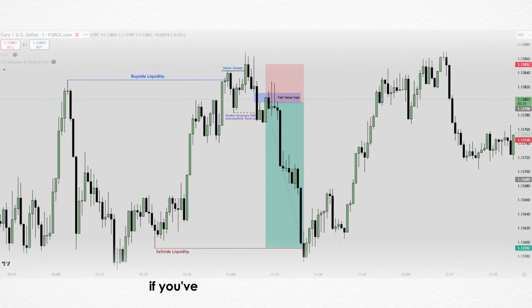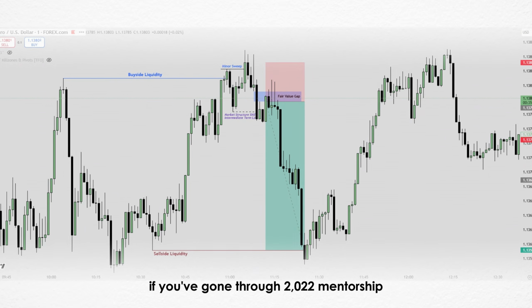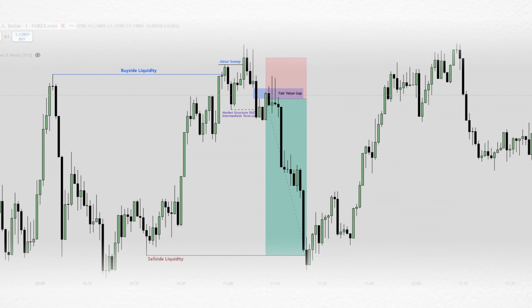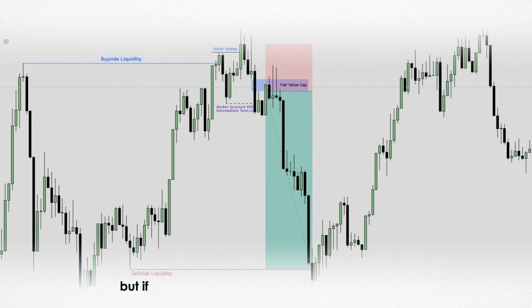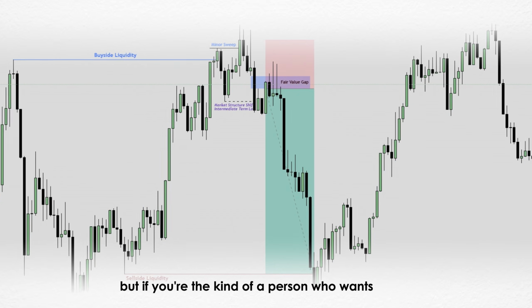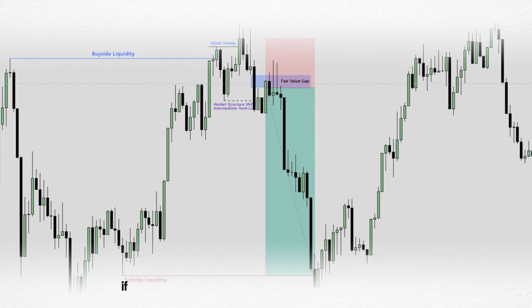Now, I could stop right here and tell you what you've learned so far is enough. If you've gone through the 2022 mentorship and practiced those concepts, then that alone can make you a consistently profitable trader. But if you're the kind of person who wants to see the full picture, if you want to know how every concept connects, how the algorithm actually builds and delivers price, then you need to go through months 5 to 8 of the core content.